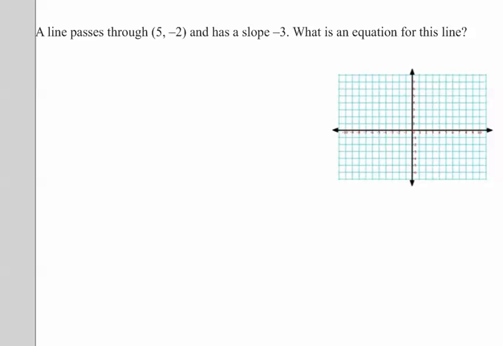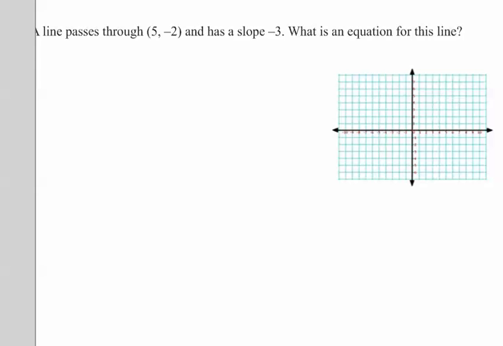A line passes through (5, -2) and has a slope of -3. What is the equation for this line? The first thing you want to do is make sure you use the point slope formula, because they're giving you a point and they're giving you a slope. And eventually we're going to use that graph over there on the right to graph it.